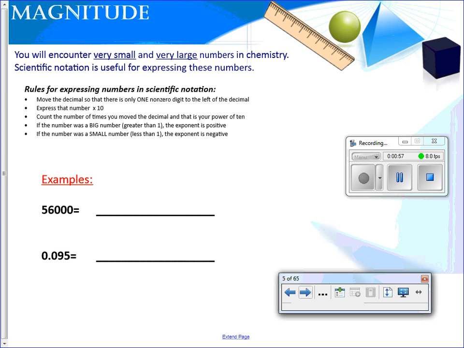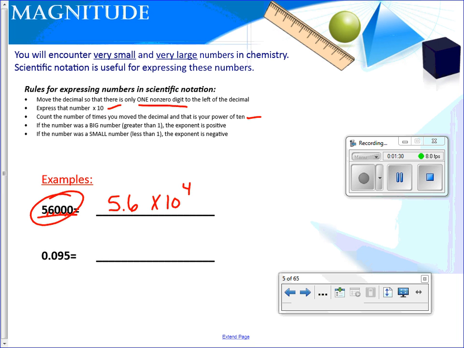You can encounter large and small numbers in this unit, so you need to be able to convert to scientific notation. So starting out here, the number 56,000, the first thing you want to do is move your decimal so that there is one non-zero digit to the left, so that would be 5.6, and then you're going to write times 10, and then you're going to count how many decimal places you moved. 1, 2, 3, 4. And then the last thing is you need to decide if that exponent is going to be negative or positive. The way to determine that is you look at the original number. If it's greater than 1, it will be positive, and in this case it is.